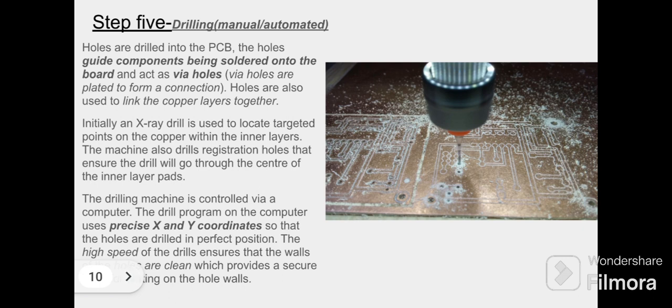Now, this will typically be done not by hand. Well, not that you couldn't do it by hand, but typically you'll have a machine doing it that's operated by an operator, and this machine will use precise X and Y coordinates to ensure that the drill holes are done perfectly, because if you're off by even a millimeter, you could be affecting the functionality of the board.